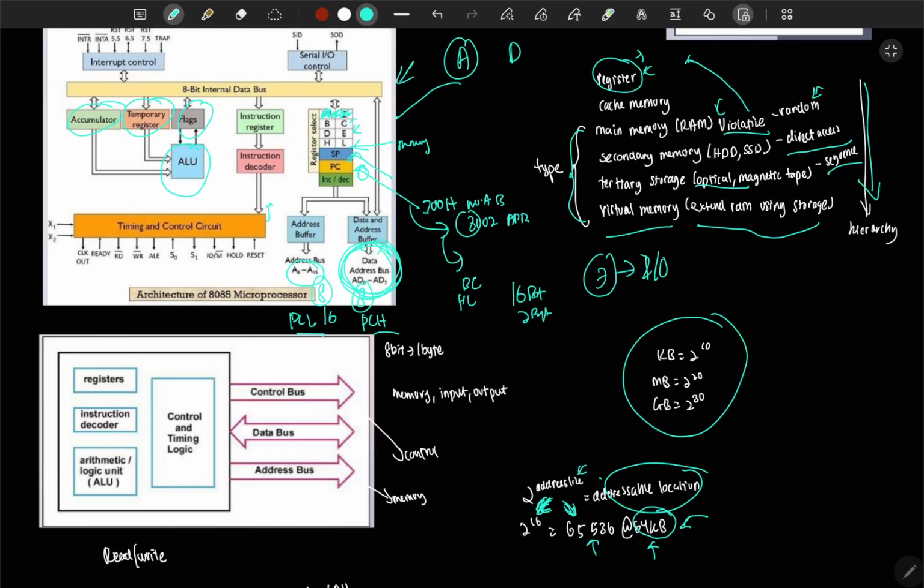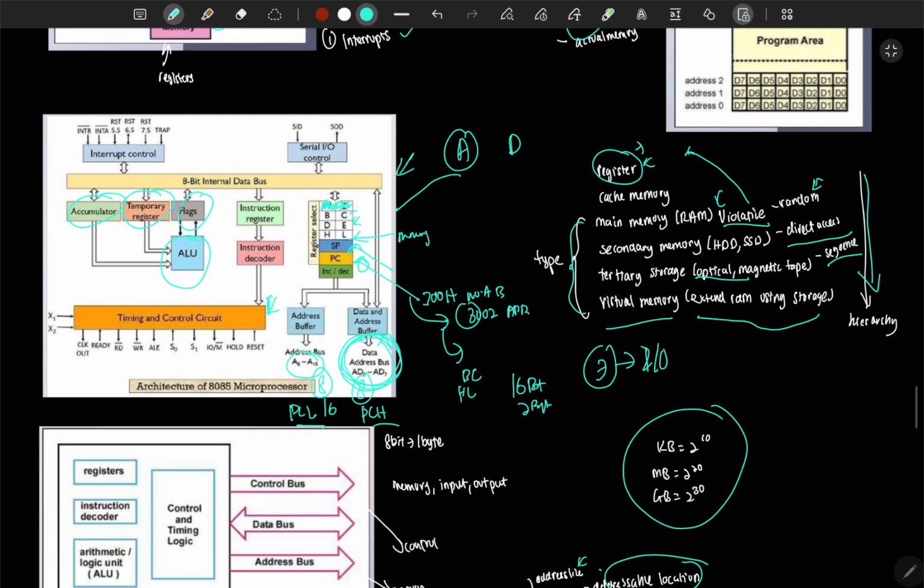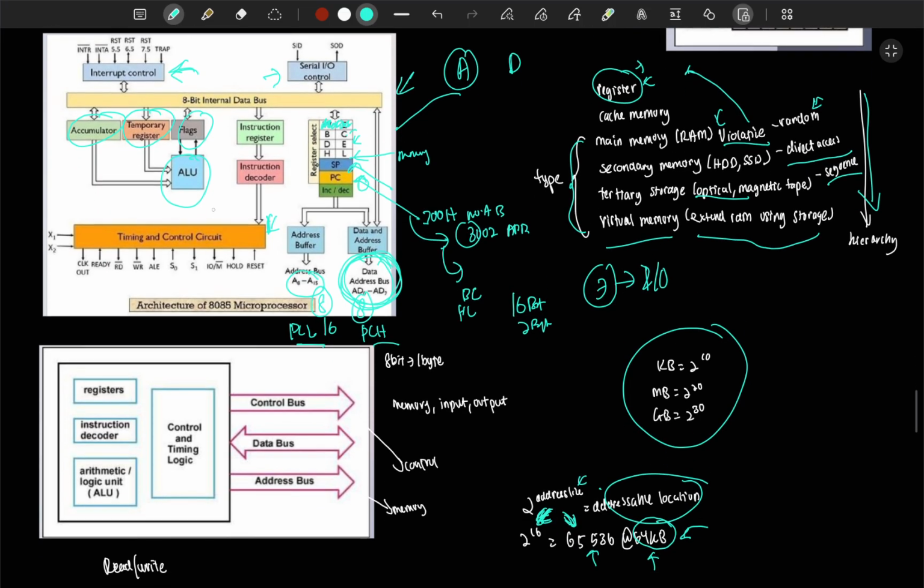Then we also have this control circuit for the 8085. Then we have the interrupt control, which will be explained in the interrupt section. Serial IO control will be explained in the IO series. Okay, so this is the basic architecture of 8085.